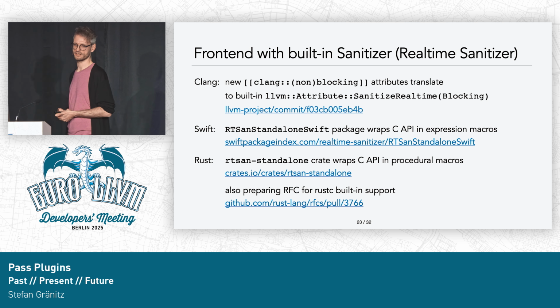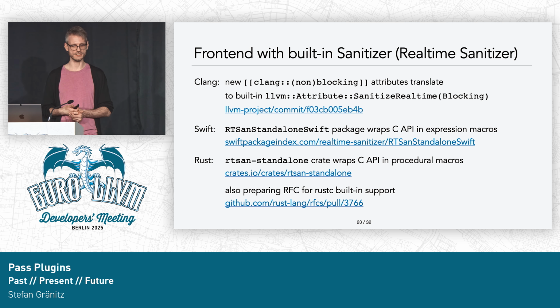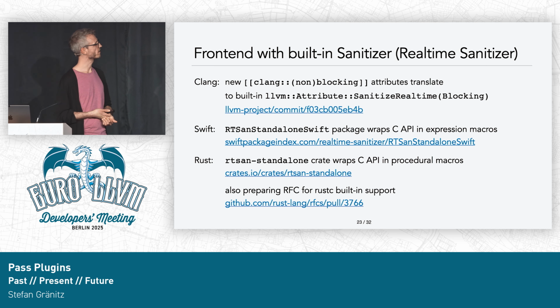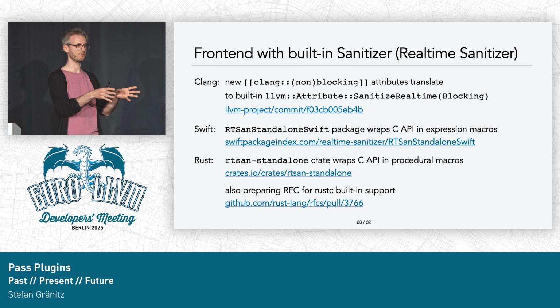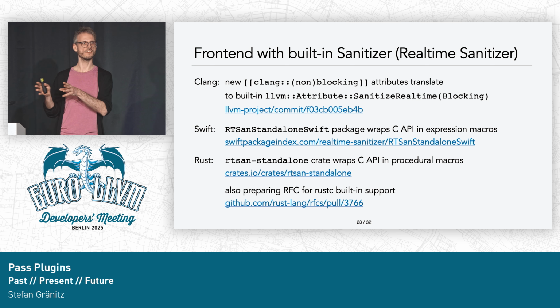Sanitize real-time blocking, sanitize real-time. In Swift, they created an RT-san standalone Swift package that wraps the C API of the compiler RT header. That is interesting. They don't need the attributes because they have expression macros to express that marking of functions, to say, here it should apply, here not, that is an exception, things like that.